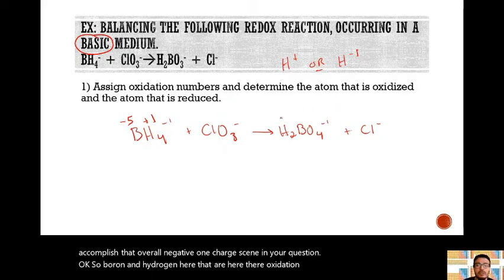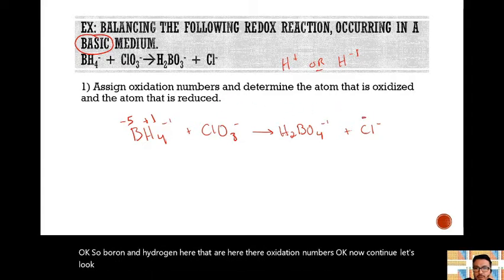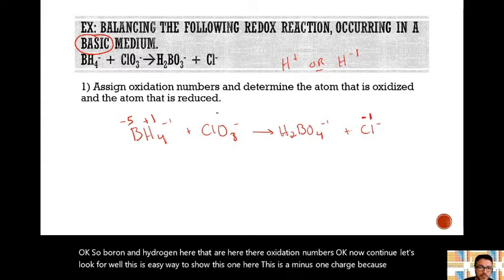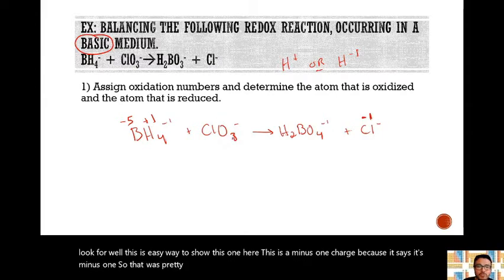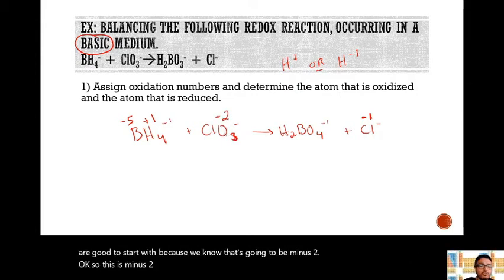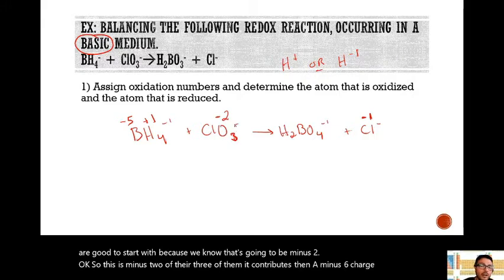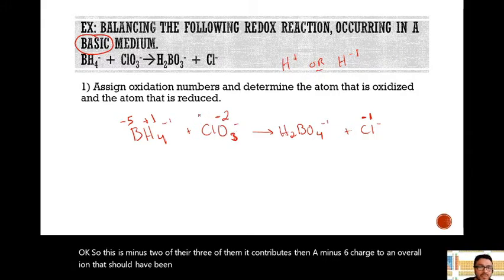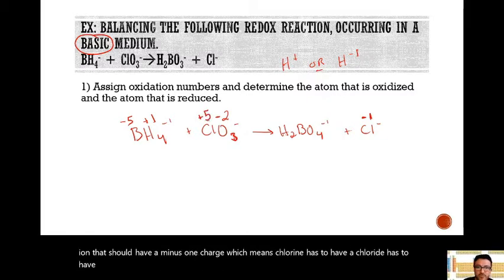Okay, now let's continue. This is easy, might as well show this one here. This is a -1 charge because it says it's -1, so that was pretty simple. Then oxygens. Oxygens are good to start with because we know that's going to be -2. If this is -2 and there are 3 of them, it contributes a -6 charge to an overall ion that should have a -1 charge, which means chlorine has to have a +5 charge.